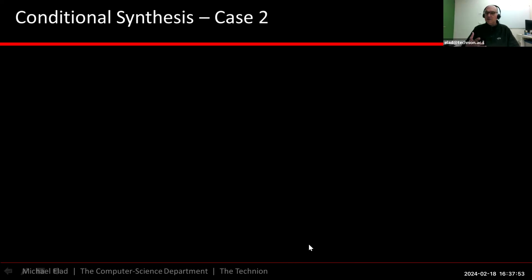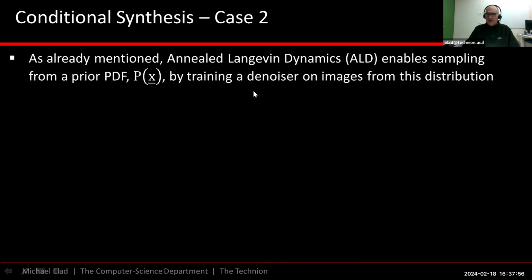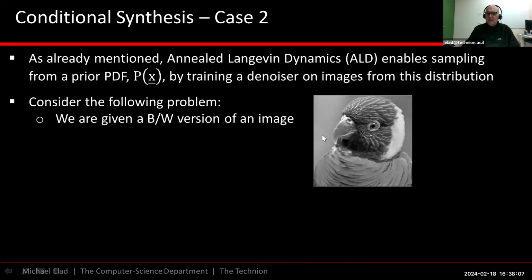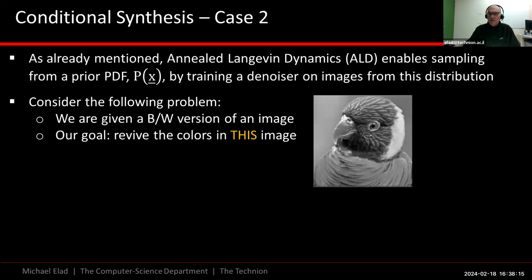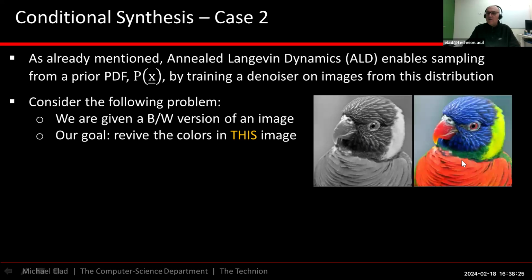Let's talk about case number two. Again, I'm starting with the ALD, but it doesn't have to be. It could be DDPM or DDIM or whatever. Okay. What if I'm looking at the following problem? Someone gave me this black and white image and tells me that I need to revive the colors. I need to return the colors to this image, okay? Not just creating an image with colors of a parrot, but creating an image of a parrot that this would be the gray value version of it. So this is what I'm after. This or maybe other colorization of this image exactly.